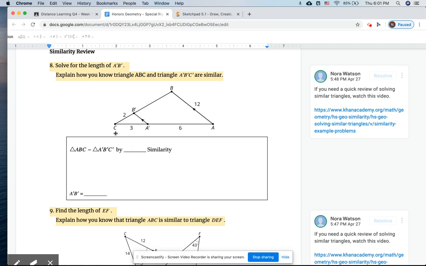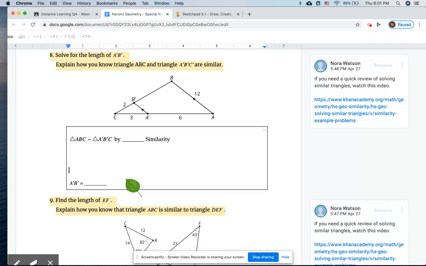And it looks like there's a mistake here. This should say A prime, B prime, C, not A prime, B prime, C prime. There we go. All right.